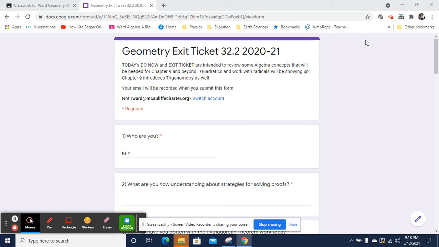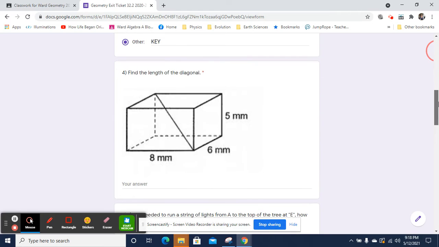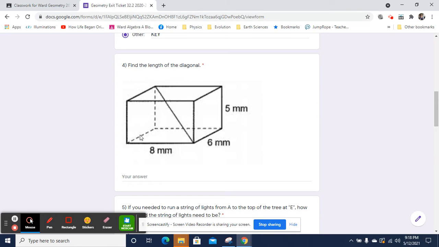This is Geometry Exit Ticket 32.2, and here we go. So we need to find the length of this diagonal. Now, the three-dimensional Pythagorean theorem is built on the fact that we actually could create a diagonal here, and there would be a right angle here. And so this diagonal would be this squared plus the height squared.